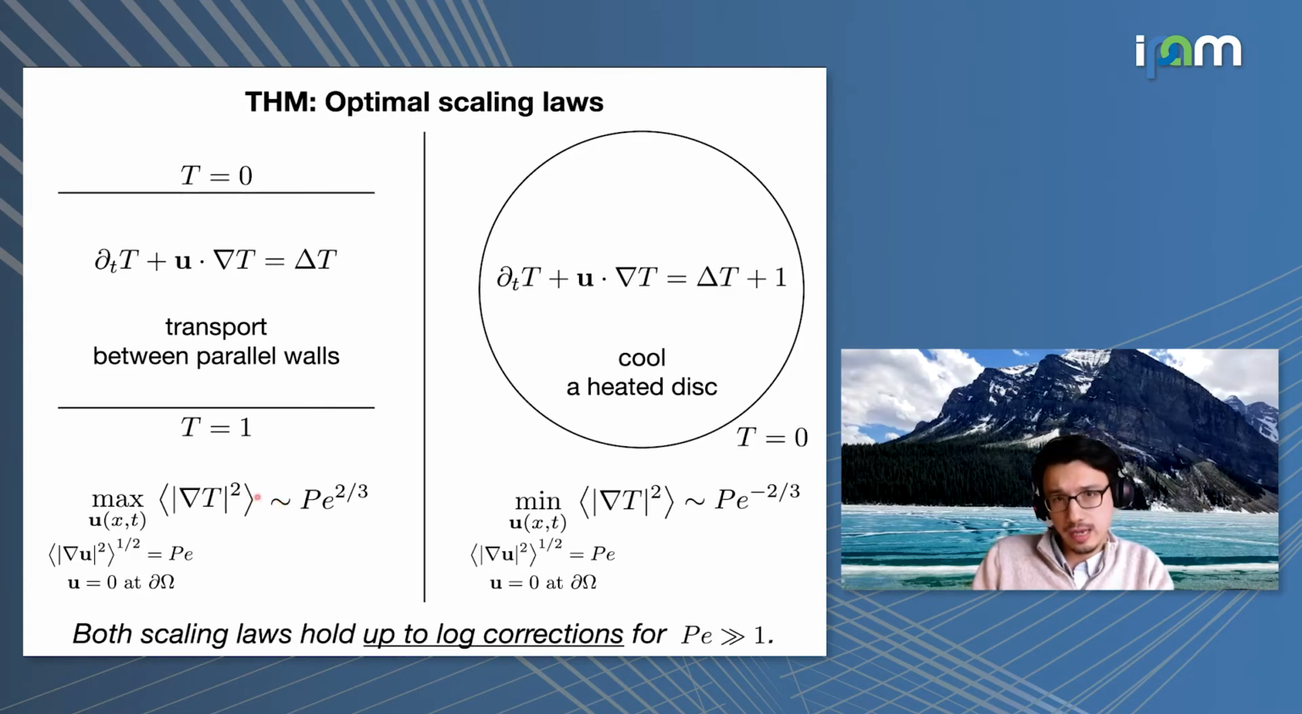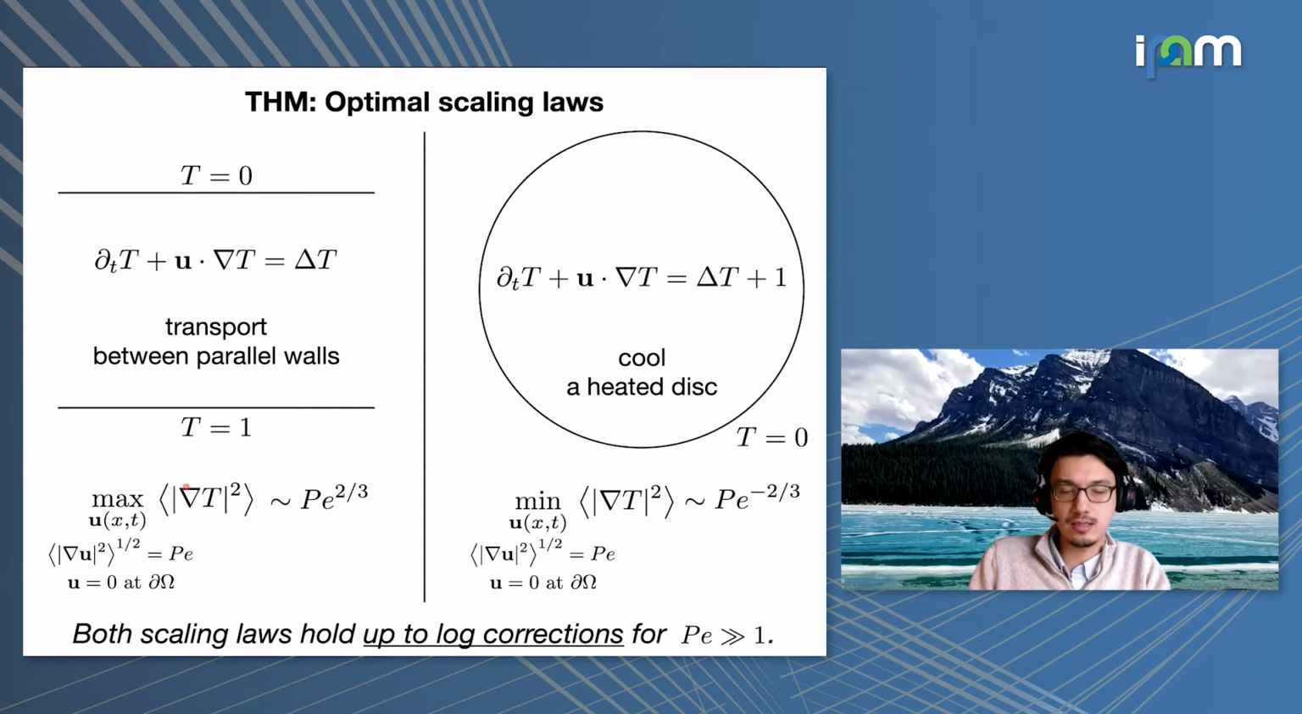So we know that in either of these problems, for a given entropy constraint, I'm trying to maximize the rate of thermal transport or minimize the mean temperature, so cool the disk as quickly as possible. We know the answers scale: the maximum rate of transport scales as Peclet to the 2/3, or as an inverse power, the same 2/3 power but inverse. Actually, we know this up to a logarithmic correction.